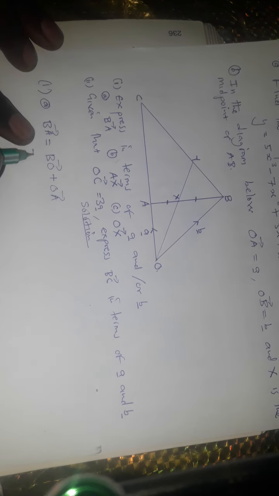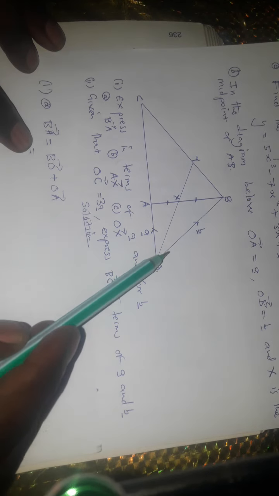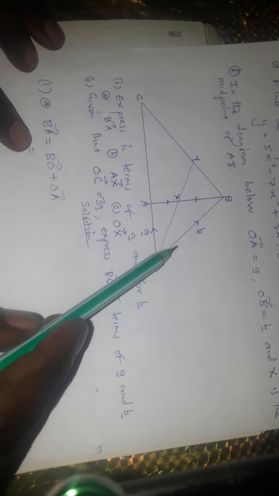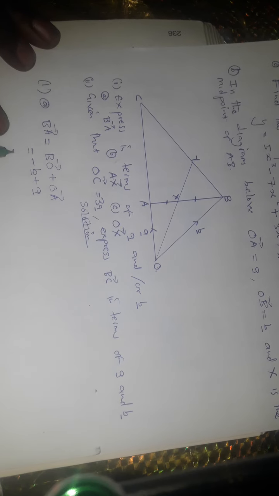Okay, so this, because we are going against the direction of the vector B, so it is going to have a negative. So we are going to have negative vector B plus A. So this is the same as A minus B. That is what we are going to get for the first part of our solution.